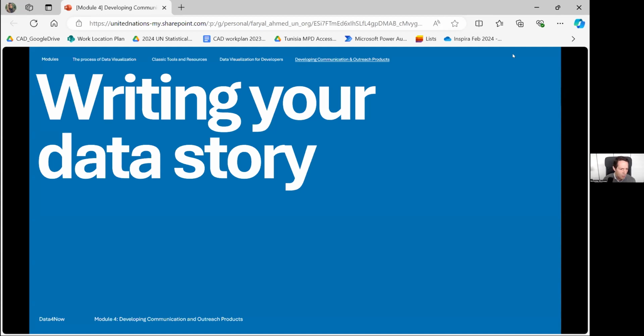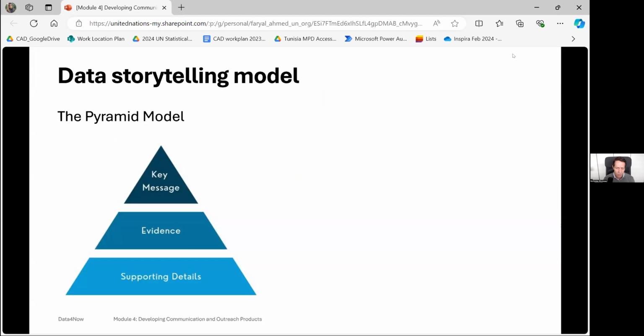Great, thanks. I'll just go through the key steps to putting together your data story. So now you've seen the reason why you should have a data story. Now I'll go through the steps to setting that up. And perhaps in the next slide, we can look at the model that we're proposing.